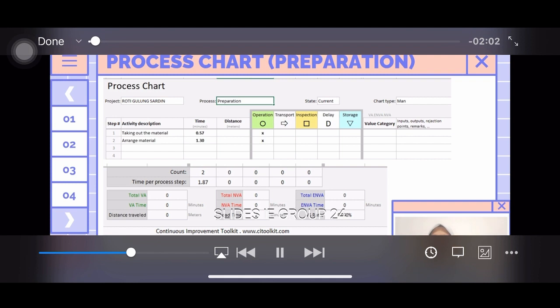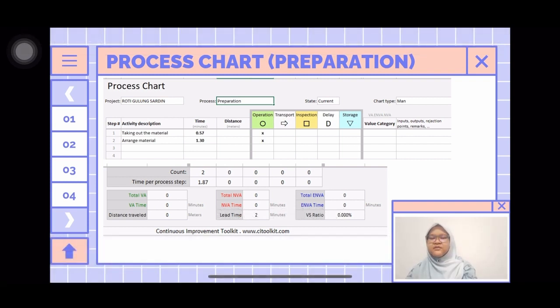My name is Nur Amira. For this part, I want to present the process flowchart for roti gulung sardine. For the process flowchart, we need to prepare 3 workstations: the preparation process, the making process, and the cleaning up process. In the preparation process, we need to take out the material, and after that, we arrange the material on the table before we make the roti gulung sardine.